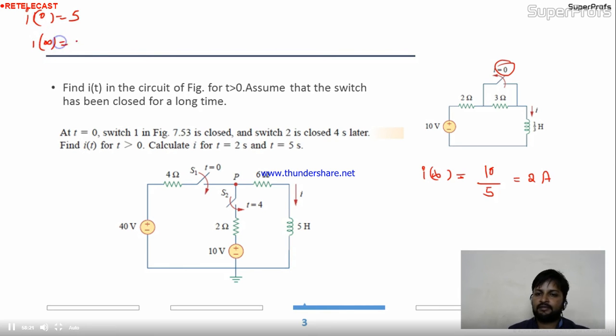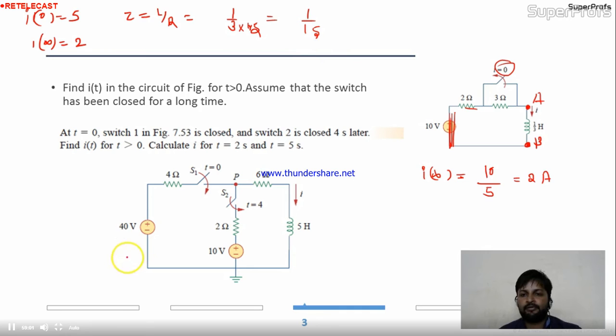I0 was 5, I infinity is 2. You need tau also. Always calculate tau at the steady state. So across this point A and B, you can calculate first the equivalent resistance. This is short circuited. 2 and 3 are connected in series. So this is 5. Tau is nothing but L by R, if you remember this. So L is 1 by 3, R is 5. So this is 1 by 15. I hope this is clear to you.